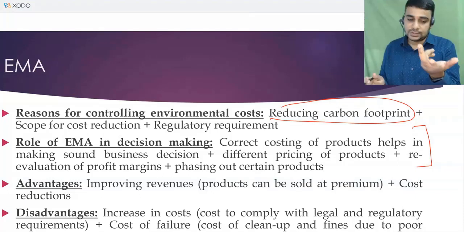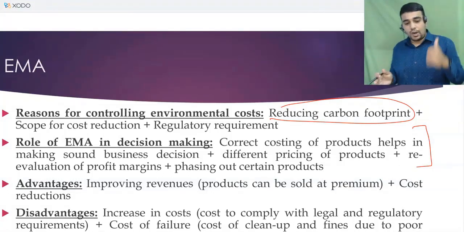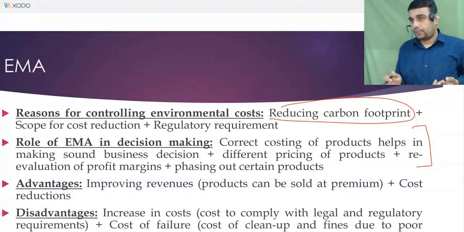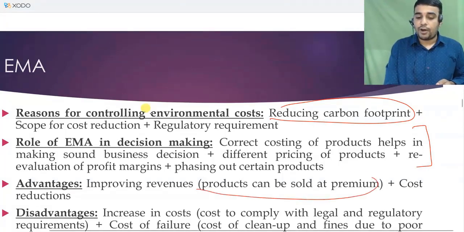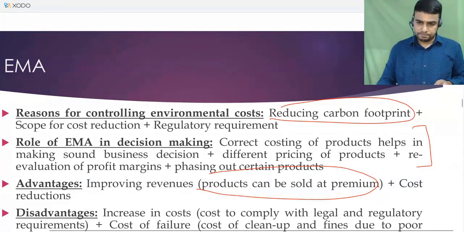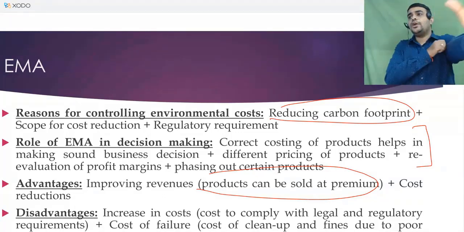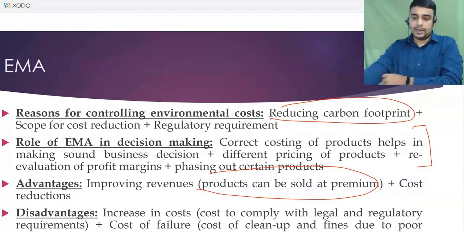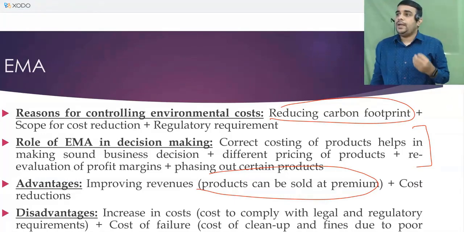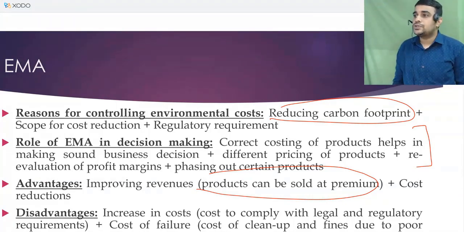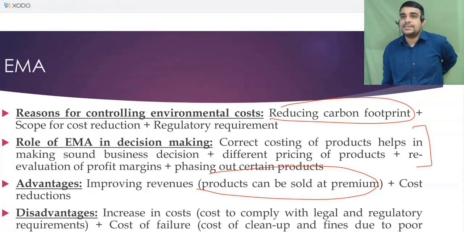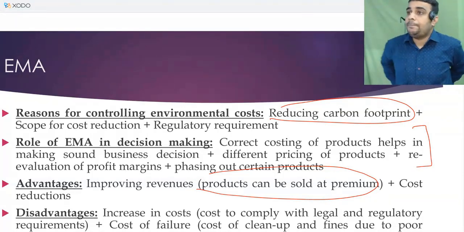Advantages, two advantages of your EMA. One is cost reduction. Second, you can improve revenues also. There is a possibility of selling the product at a premium. Not only that, for example, if you install a solar power plant or a wind power plant, the government used to give something called renewable energy certificates. I'm not very sure if it is still in practice.